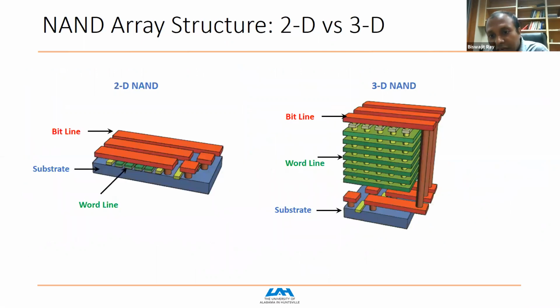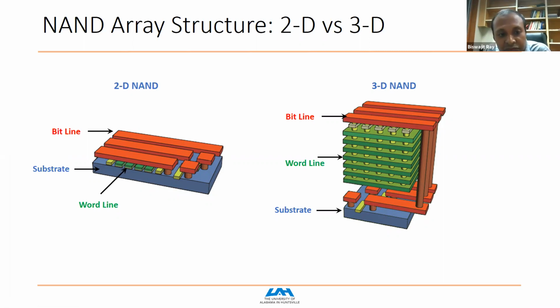Just to give you an architectural perspective of how 2D looks as an array. These red lines you are seeing are the bit lines, and these green lines you are seeing are the word lines. Any memory has bit lines and word lines and then a substrate. Now in 2D, all your memory cells are sitting on the substrate. This blue bar you can see here is the substrate, the silicon wafer.